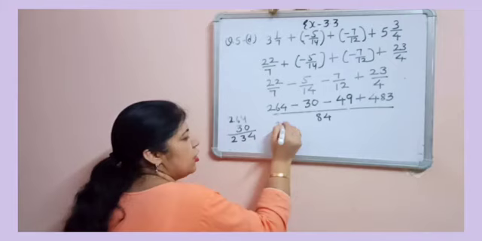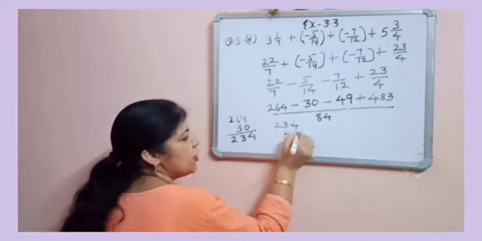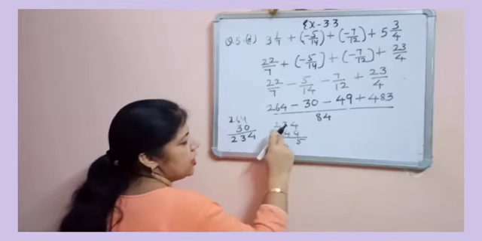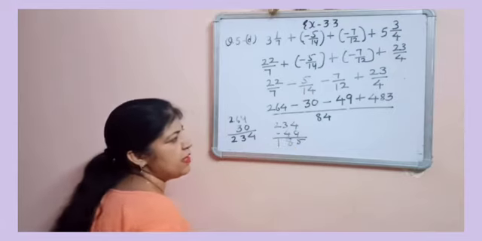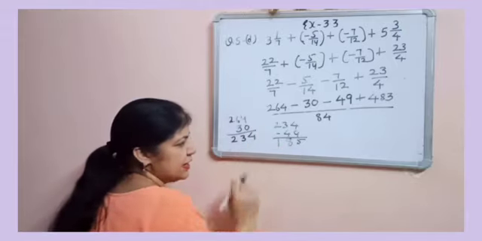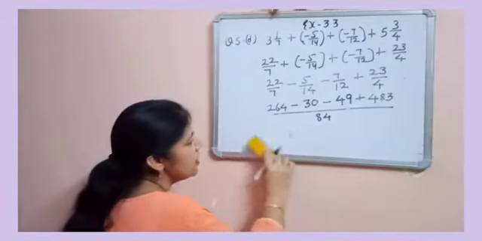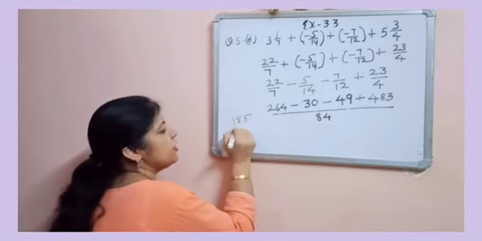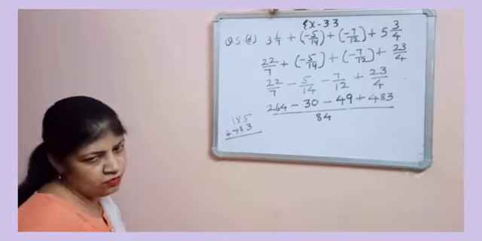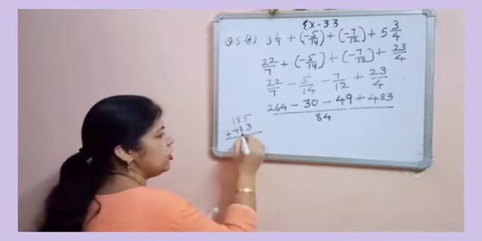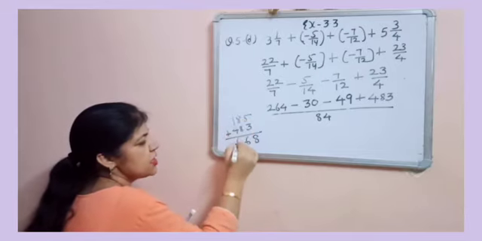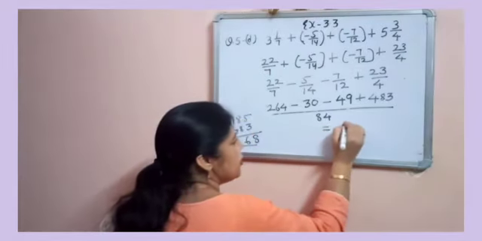Now 234 minus 49. Then what will you get? 14 minus 9, 5. 12 minus 4, 8. And it will be 1. 185. And it will also be of plus sign because plus is greater. Now 185 and 483. Both are of same sign. Plus. Then what will you do? Addition. 5, 3, 8. Okay. 8, 8, 16. 1, 668.